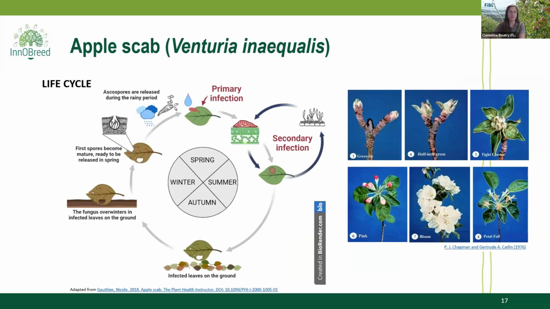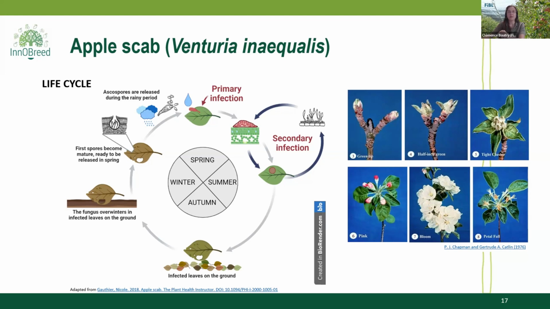So apple scab: the fungus overwinters in the fallen leaves on the ground. And then in early spring, when you have precipitation, and when the spores are mature inside the fruiting bodies in the leaf, they are released. And so it comes to primary infection. Primary infection can happen from green tip to petal fall. So you see the phenological stages of the apple in the little pictures on the right.